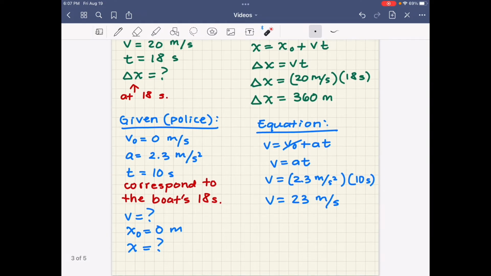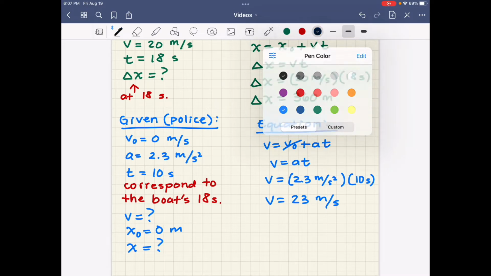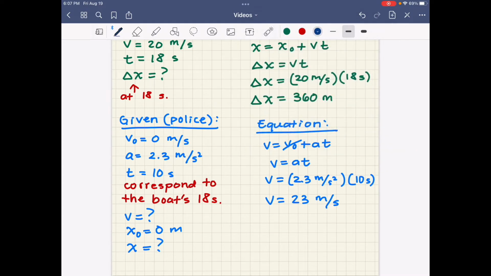So now I'm going to use a different color pen just to show a different process. Still police, but a darker blue is better. So we have x is equal to x naught plus v naught t plus 1/2 a t squared. Initial position is 0, velocity initial is 0. So regardless of time being 10, 0 times 10 is 0. Therefore, our equation simplifies to 1/2 a t squared.